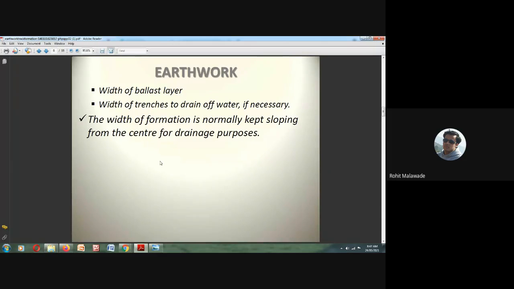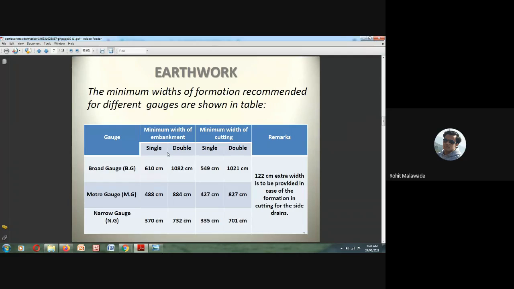And the width of the ballast that has to be laid over depends upon the width of the trench that has to drain off the water if necessary. Now we will see how much should be the minimum width of the formation recommended for the different gauges. Here we are going to have the minimum width of the embankment and the minimum width of the cutting.